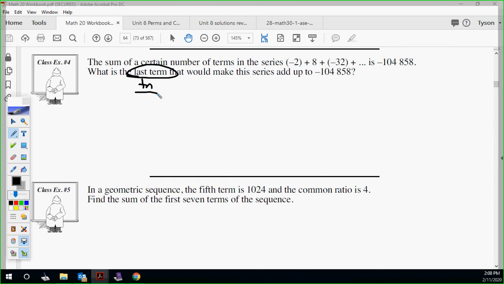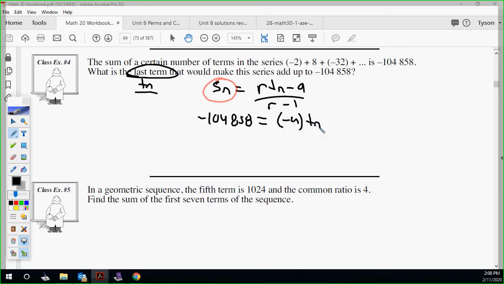So what we're going to do is, since we're talking about t sub n, we're going to use the R t sub n formula. So we're going to use this one again, because we have everything but t sub n. What is s sub n? Right, the negative 104,858. So we put that in there. Okay, we know r looks to be negative 4. We don't know t sub n. We know a is negative 2, so minus a would be plus 2, all over negative 4 minus 1. Okay, so I plugged that in there.